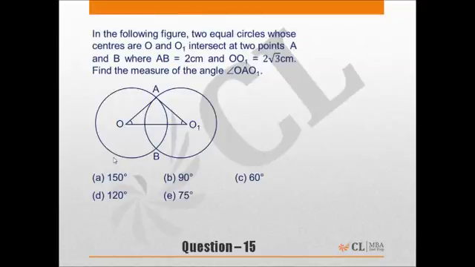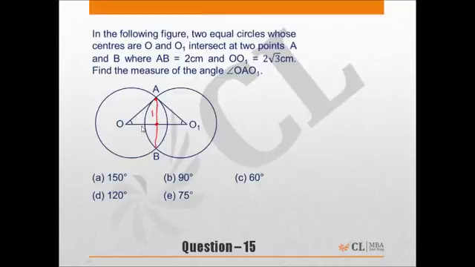In the following figure, two circles whose centers are O and O1 intersect at 2 points A and B, where AB is 2. Okay, this length is 2. That means from this point to this point it will be 1. And OO1 is 2 root 3. So O to O1, because these are equal circles, this point will bisect this OO1.